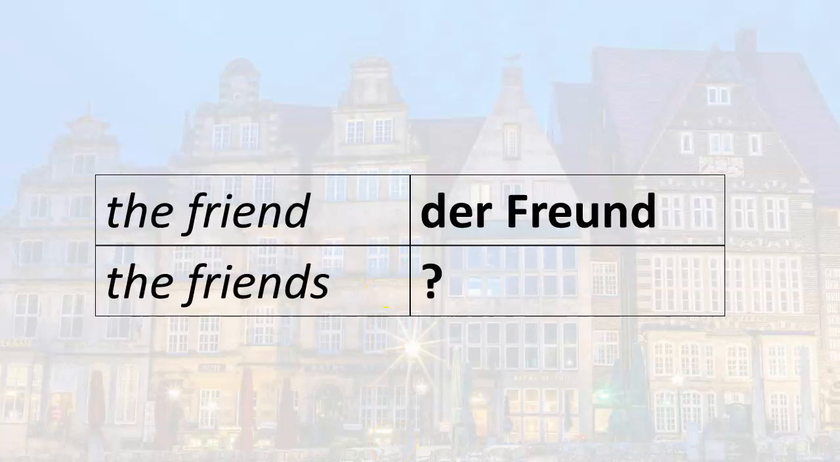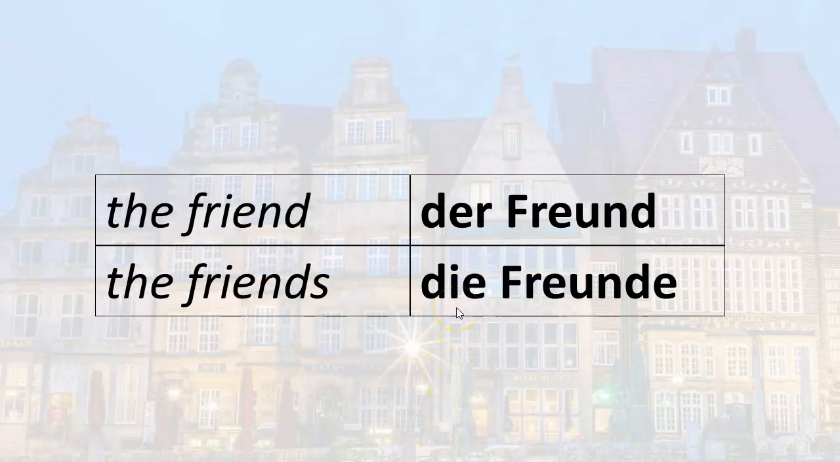So let's look at an example. The friend, and this is a male friend, der Freund. If you want to say the friends, well, this is the pattern where you add the E, so die Freunde, and remember you also have to change the article. It's always die for plural nouns, die Freunde, the friends. Der Freund, the friend, die Freunde, the friends.